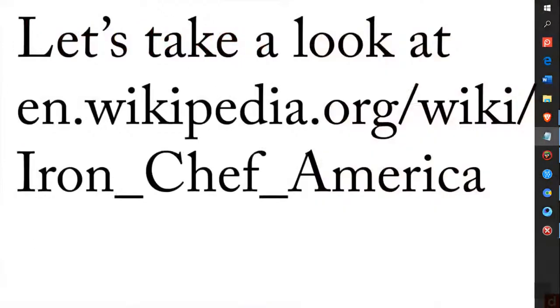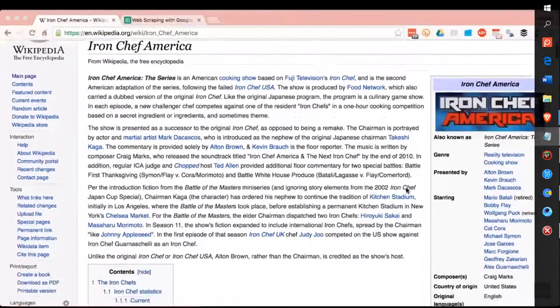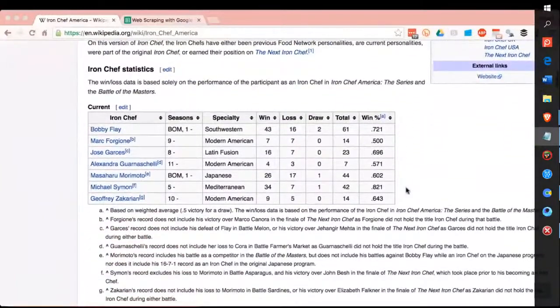Let's take a look at this Wikipedia page on the Iron Chef America competition. I'm going to go to the web right now and show you that one. So here we are in Wikipedia, Iron Chef America. And if you scroll down a little bit, you see we got a whole bunch of text here, and we got our table of contents. And then we come down here, we have a table that lists the winners, the statistics for the winners. And let's say we want to pull that from this web page into another program for us to analyze.